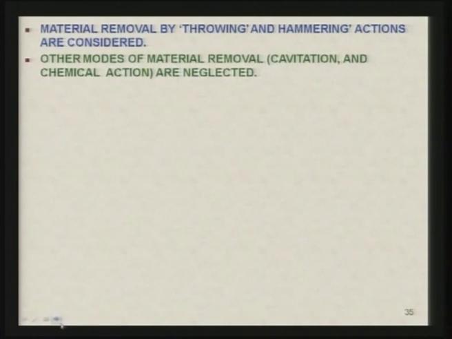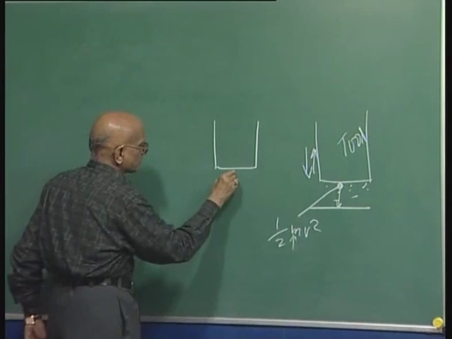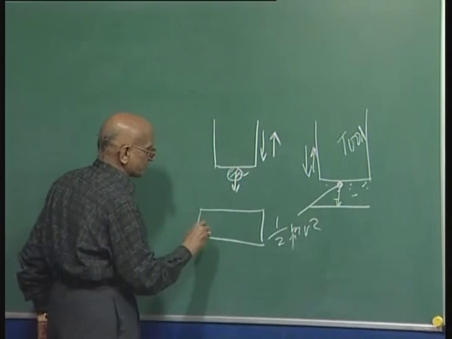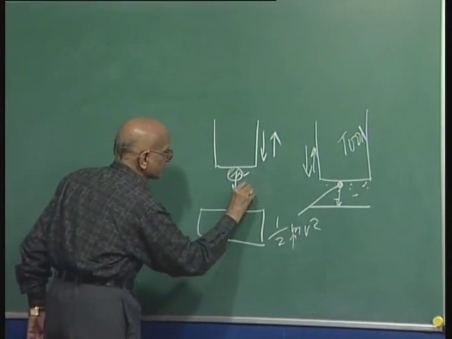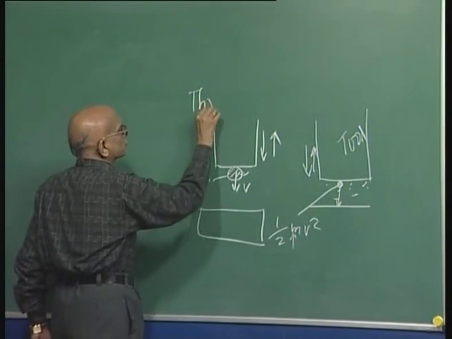So, material removal by throwing mechanism and hammering action. M.C. Shaw proposed two models for the evaluation of the material removal in ultrasonic machining. He assumed two ways of the removal of the material and analyzed and evaluated it. In the first model, he assumed that when the tool is vibrating, it is hitting the abrasive particle, and this abrasive particle is moving towards the workpiece at a velocity v, and it has got the mass m. This model he called the throwing model.